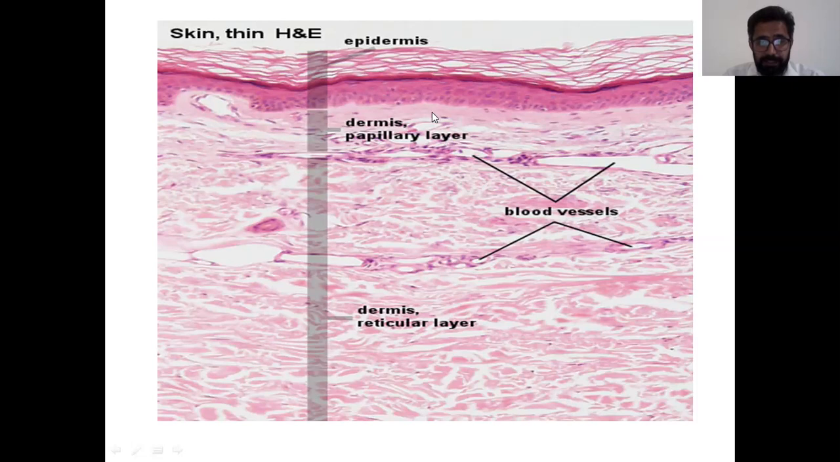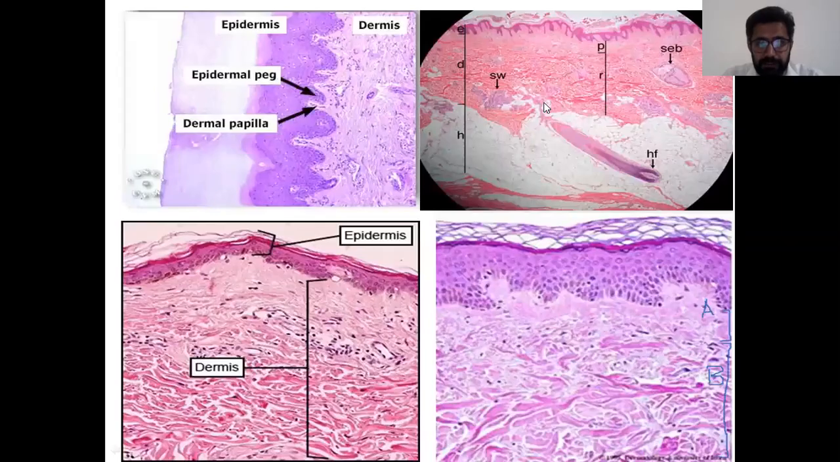Then the dermal part is connective tissue, and you can see a lot of blood vessels and nerve endings in this part, and there is no blood vessel in the epidermis because epithelium is always avascular. So these 4 micrographs are actually indicating all the features.